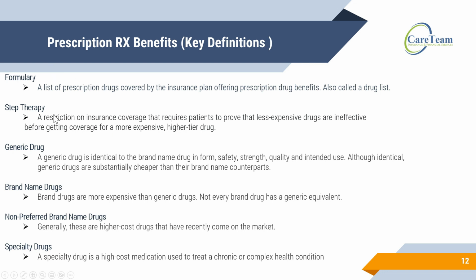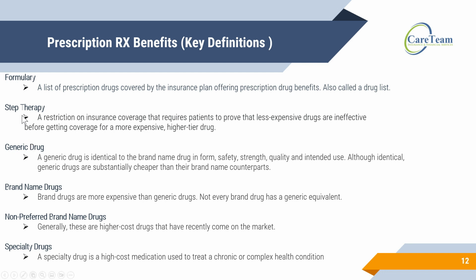Step therapy is a restriction on insurance coverage that requires patients to prove that less expensive drugs are ineffective before getting coverage for a more expensive, higher tier drug. Generic drug is identical to the brand name drug in form, safety, strength, quality, and intended use. Although identical, generic drugs are substantially cheaper than their brand name counterparts.